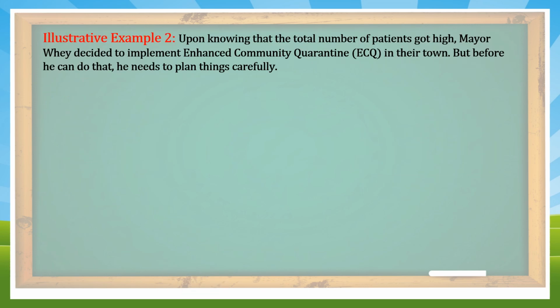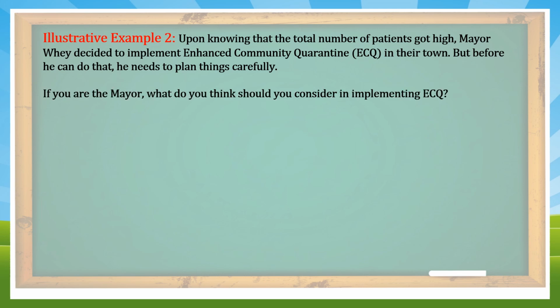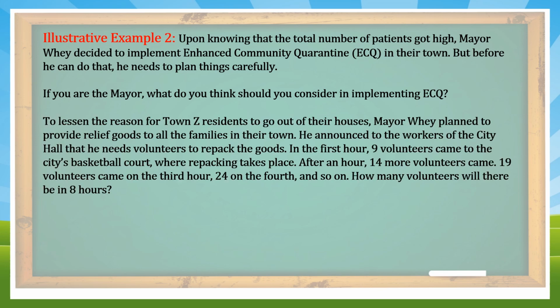So let's have another example. Upon knowing that the total number of patients got high, Mayor Wei decided to implement enhanced community quarantine in their town. But before he can do that, he needs to plan things carefully. So if you are the mayor, what do you think should you consider in implementing ECQ? So to lessen the reason for Town Z residents to go out of their houses, Mayor Wei planned to provide relief goods to all the families in their town. He announced to the workers of the city hall that he needs volunteers to repack the goods.